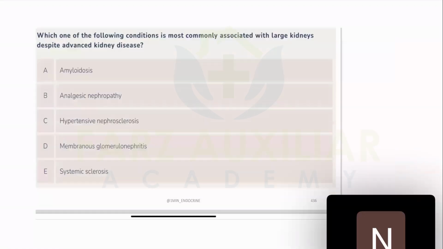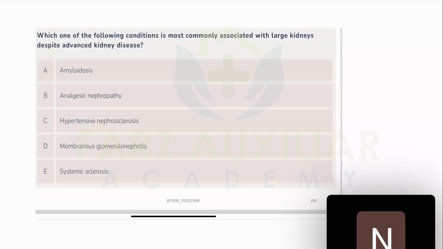Which of the following conditions most commonly associate with large kidneys despite advanced kidney disease? You know that advanced kidney disease almost always results in shrunken kidneys. In our day-to-day ICU practice, we routinely see the size of the kidney and measure it. If it is smaller, then we suspect that the patient probably has CKD. But there are some conditions in which the kidneys are large despite advanced kidney disease.